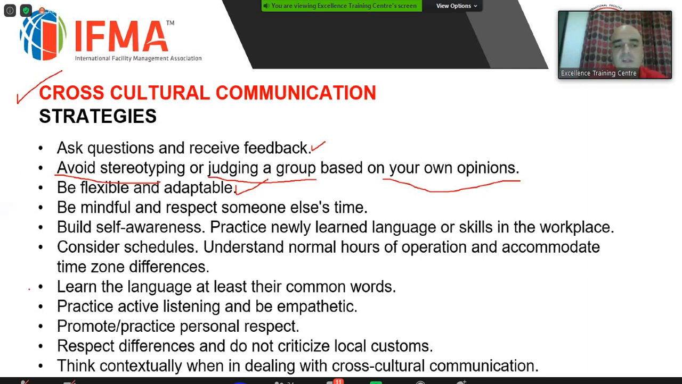It's important, as we said, to understand the language, practice active listening, personal respect. So in a nutshell, you should respect the differences, understand the differences. If someone has differences from you, that doesn't mean that they are stupid or their culture is stupid. And unfortunately, I hear some people saying that, oh, they don't understand. No, it's just simply different.